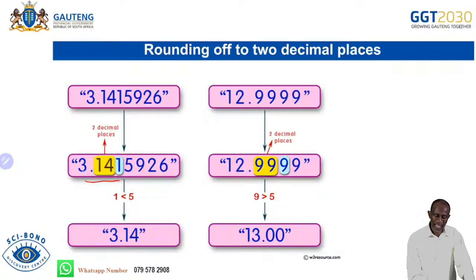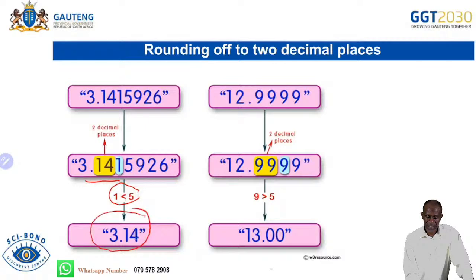So as you can see here it is 3.14, and when you look at the third digit after the comma, it is less than 5. It is less than 5, then it means to the nearest 10, it will remain at 4. So it will be 3.14, the final answer.